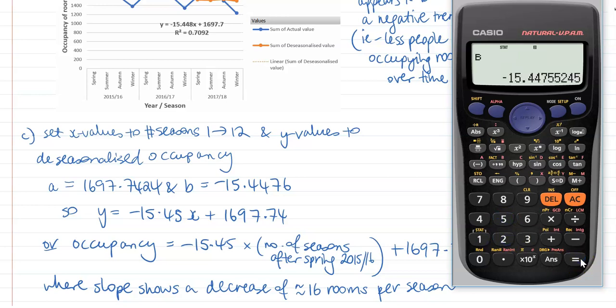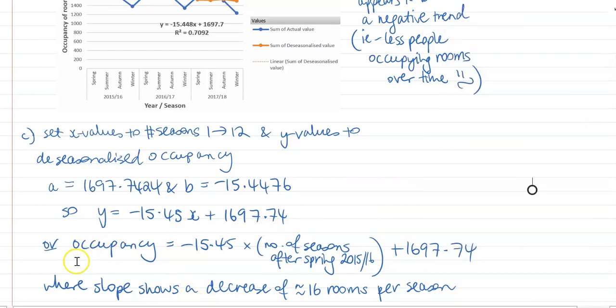Our slope value is minus 15.45-ish. So that gives us a regression line of y equals negative 15.45x plus 1697.74. We put that in the context of the data. That means our occupancy can be predicted by minus 15.45 times the number of seasons after we started plus 1697.74. And our slope is indicating a decrease of approximately 16 rooms per season as we go along.